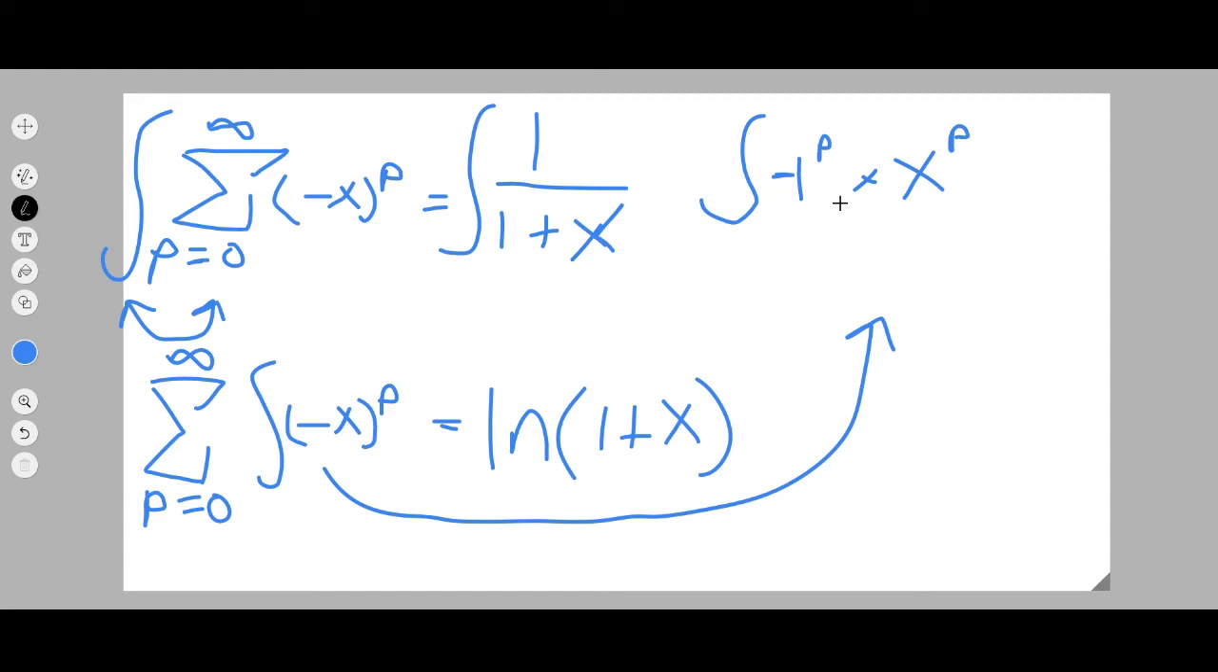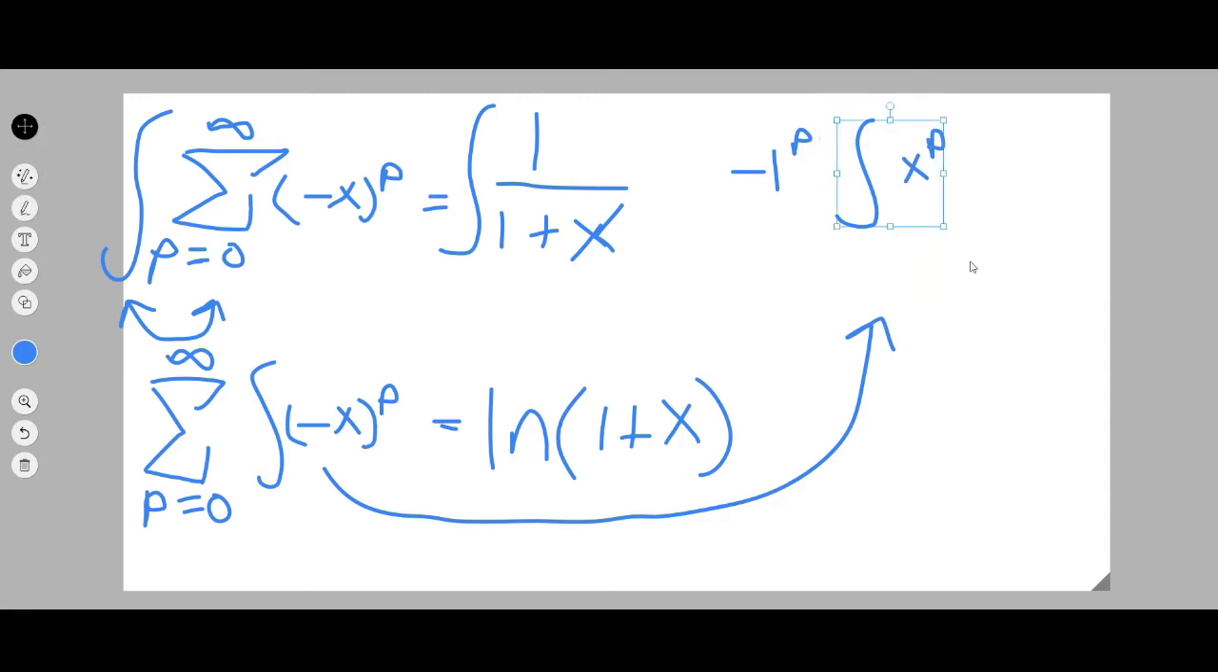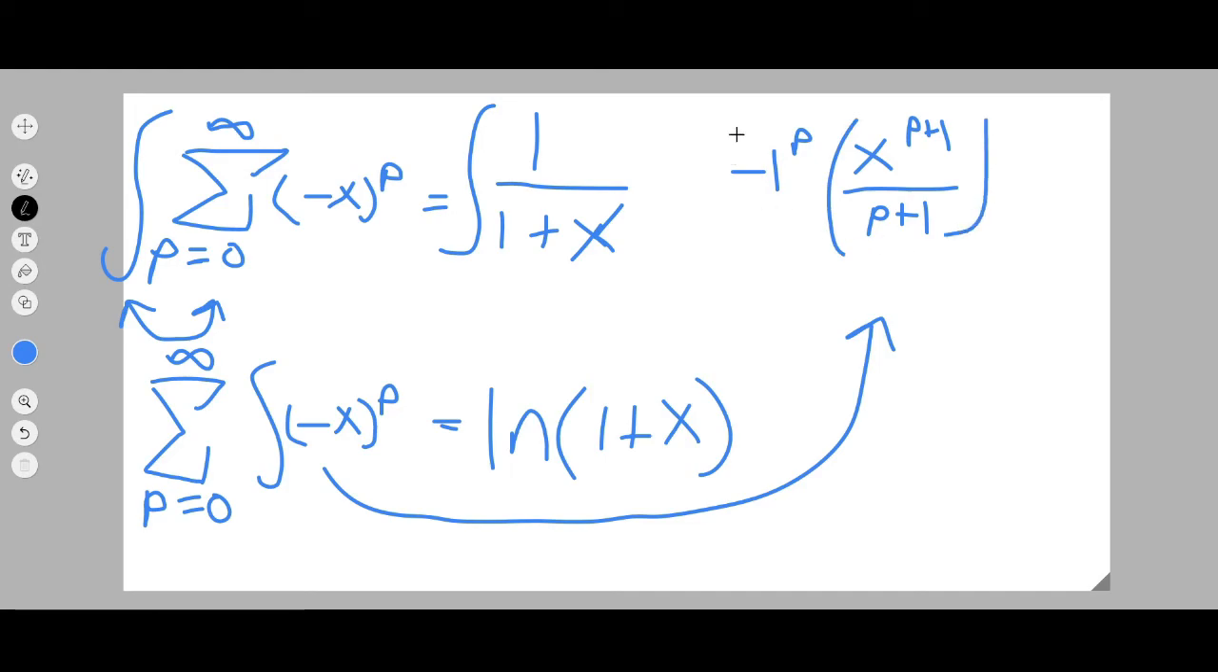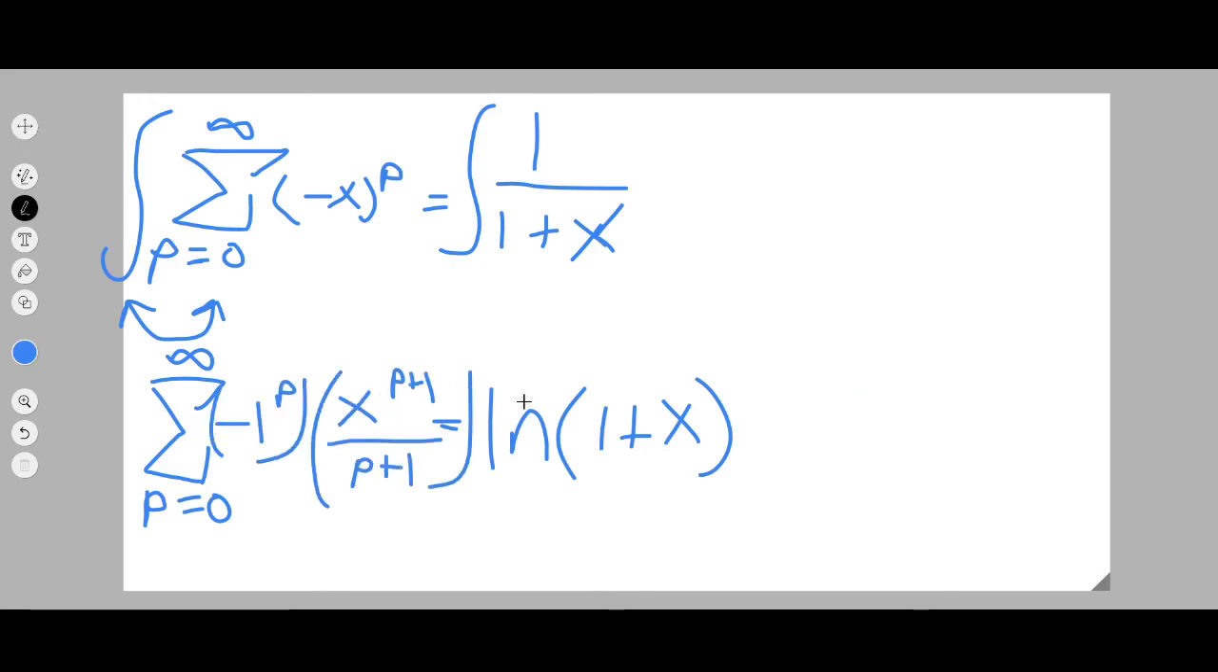What you'll get is negative 1 to the power of p, times the integral of x to the p, which is the same as, we'll just write it directly, x to the p plus 1 over p plus 1, multiplied by these together. So we've done the integral already and we can erase that part. And so we have this thing over here is the same as ln of 1 plus x.